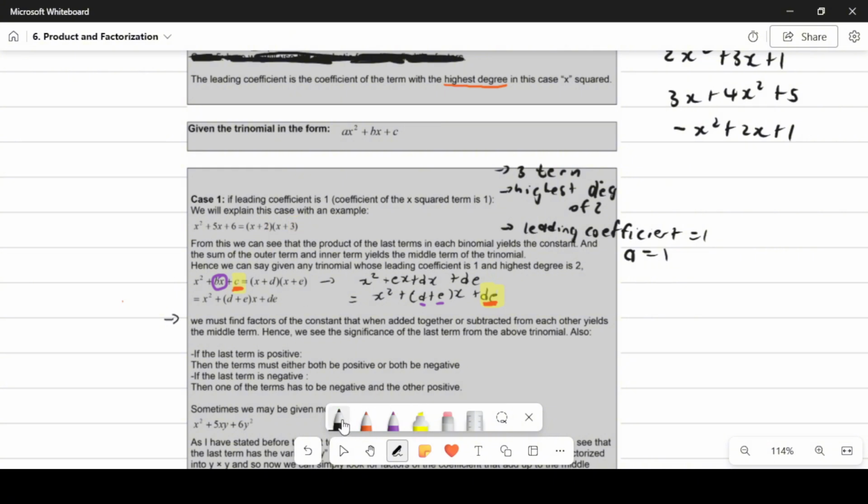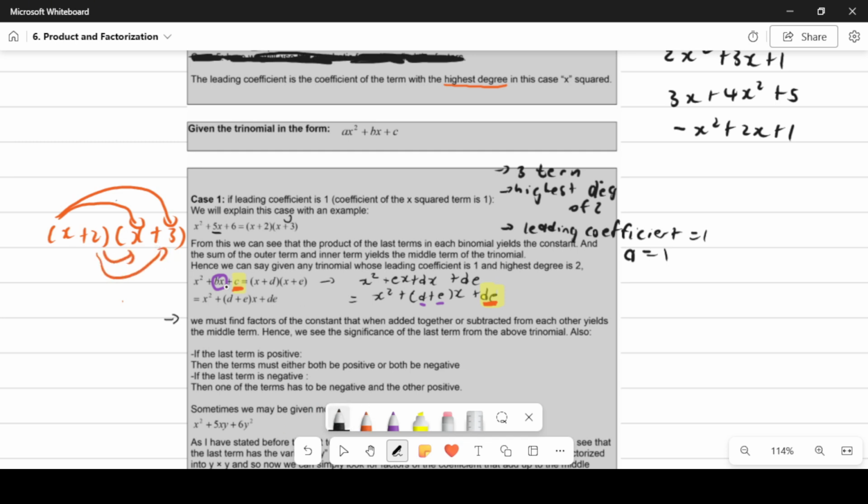Then we can also see that the product of the outer and the inner terms gives you the middle term. See, outer 3x plus inner 2x gives you the middle term, 5x. Remember, if you had two brackets, x plus 2, x plus 3: first, outer, inner, last. Remember that from products.